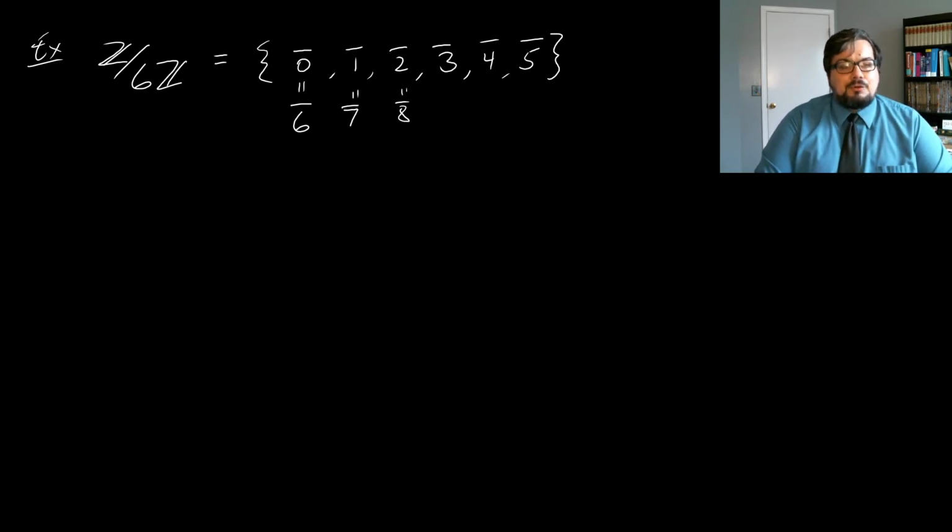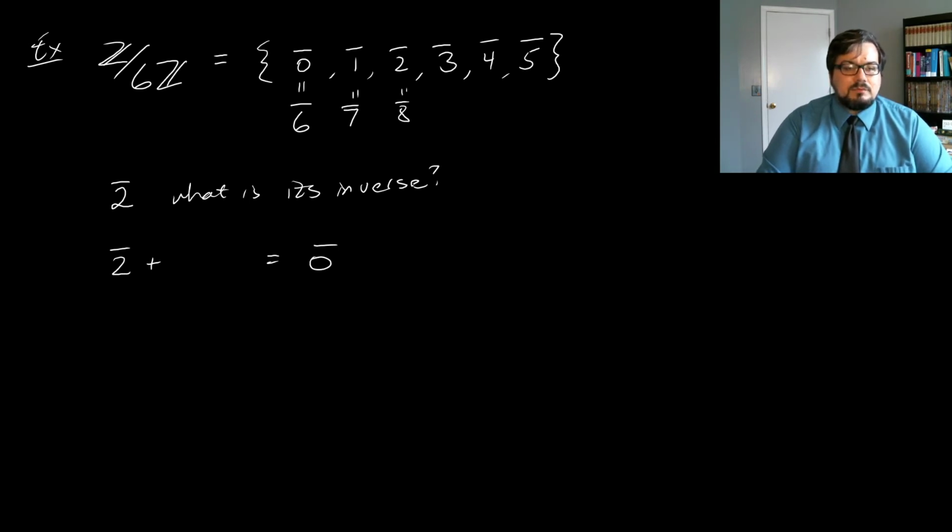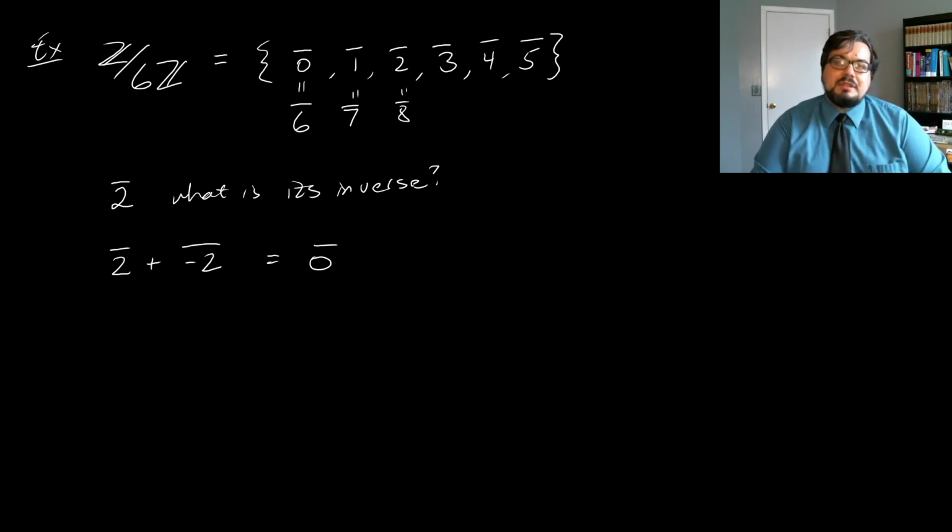So we can look at, for instance, the equivalence class of 2 and ask, what is its inverse? So we want 2 bar plus something to equal 0 bar. Now we could just go ahead and use the inverse that we proved exists from last time, 2 plus negative 2 bar equals 0 bar, and this is perfectly correct. I want to emphasize that negative 2 bar, the equivalence class of negative 2, is a perfectly good way of writing down an equivalence class in this set.